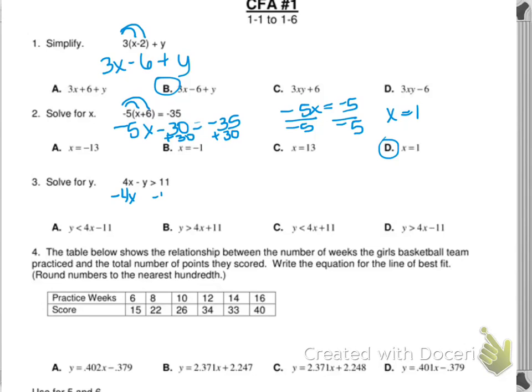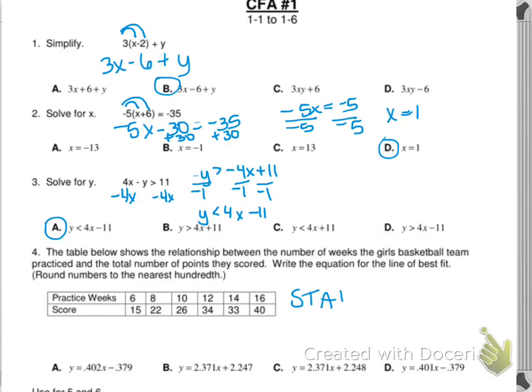Next, I'm going to subtract 4x from both sides. So I have negative y is greater than or equal to 4x plus 11. Then divide by negative 1 to get rid of the negative in front of the y. So y is less than 4x minus 11. Okay, because I had to switch the sign.